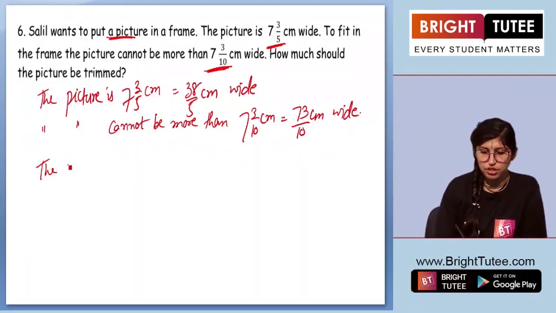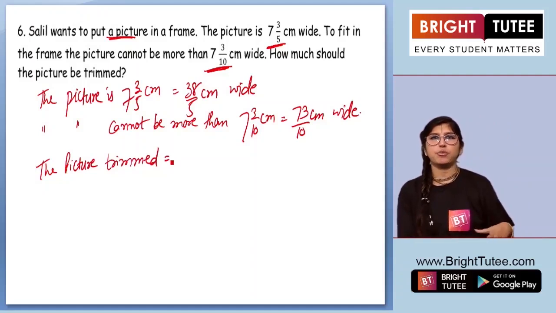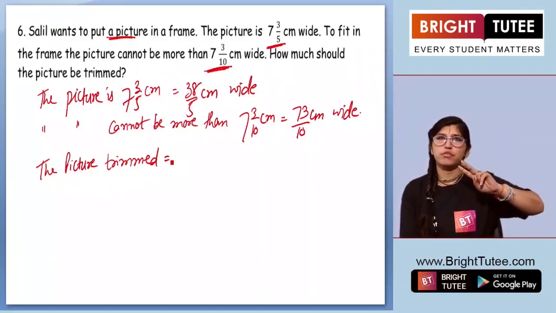So the picture trimmed, what do we do with these two? It means we got 10 rupees, but we can only put 5 rupees in our wallet, or let's say 8 rupees in our wallet. So what is the extra amount which we need to take out? So that will be 2 rupees. So what do we actually do? We have subtracted both of them.